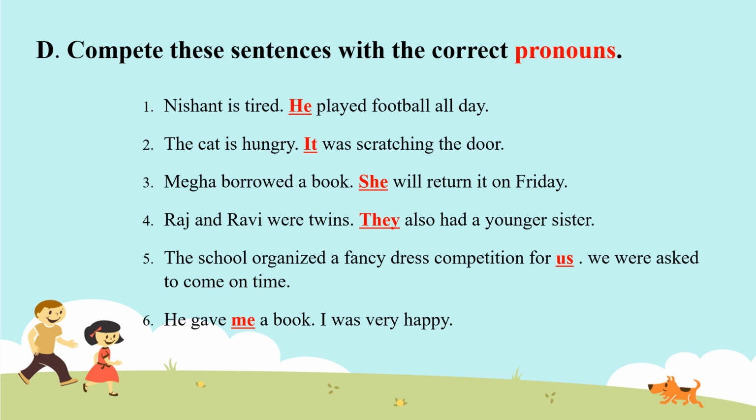Sixth, he gave dash a book. I was very happy. Instead of dash, we can use me because the speaker is talking about themselves. So the answer is: He gave me a book. I was very happy.